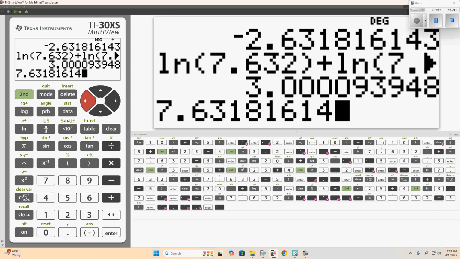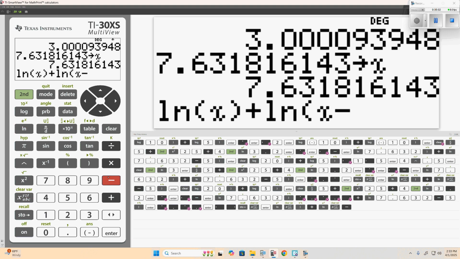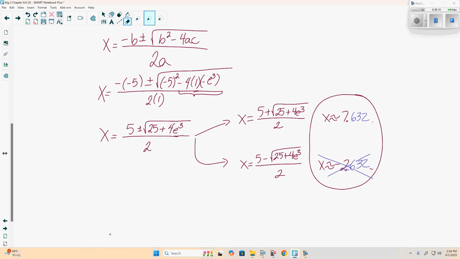Let's take that value, store it in x. The natural log of x plus natural log of x minus 5 is 3. So the more decimal values we put in, the closer it would get to our actual value. All right. Questions on this here? We're ready for the homework.